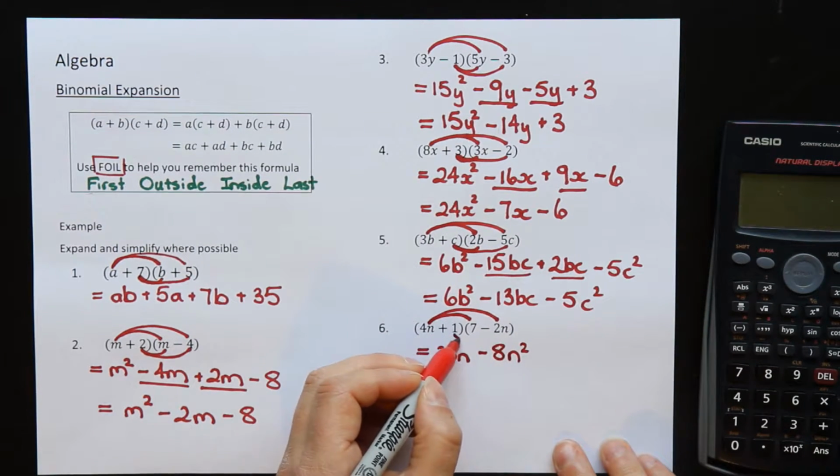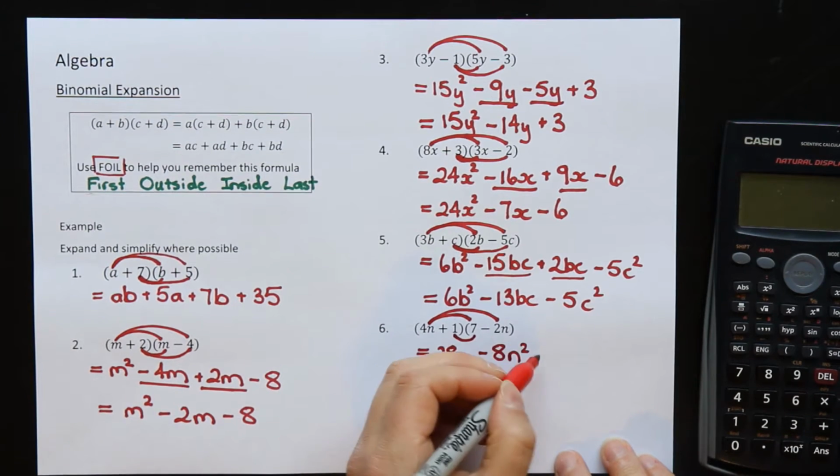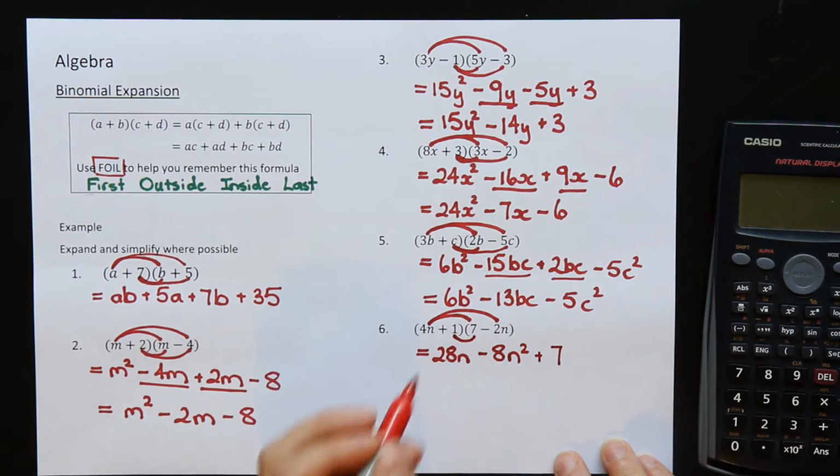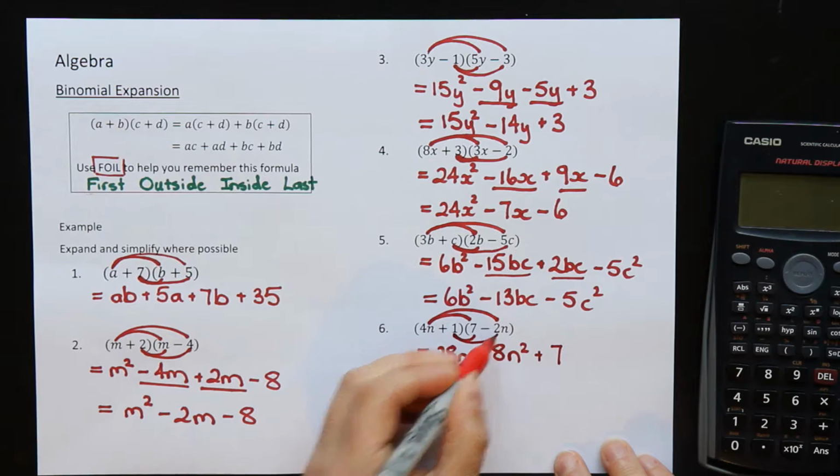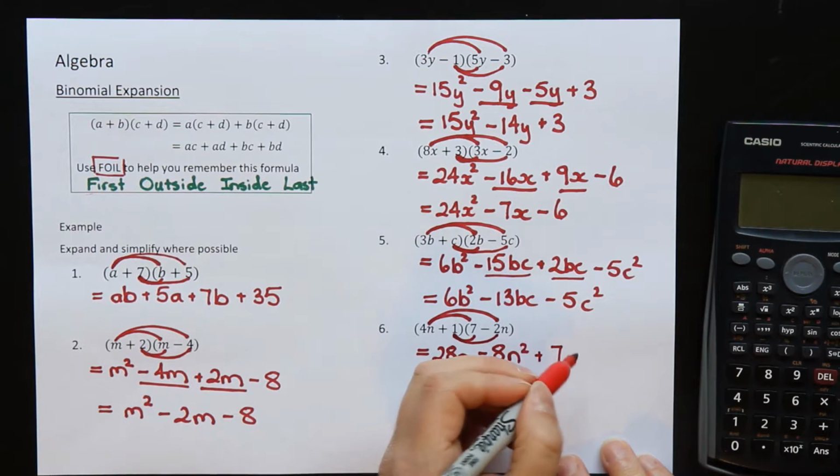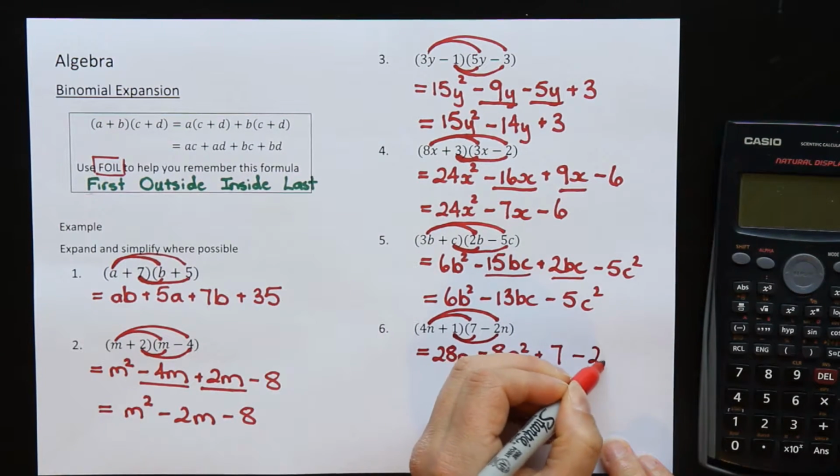Then I is for inside. 1 times 7 is 7. And last, 1 times 2n, or negative 2n I should say, is negative 2n.